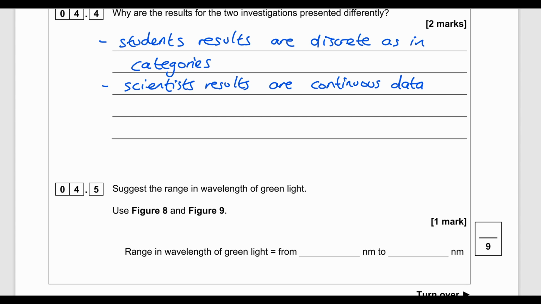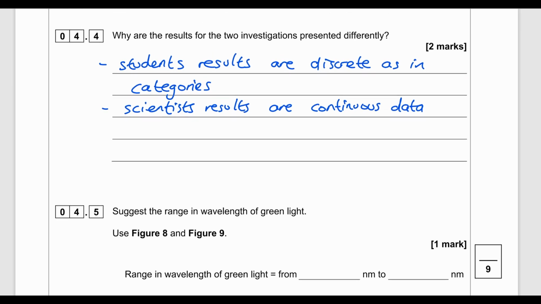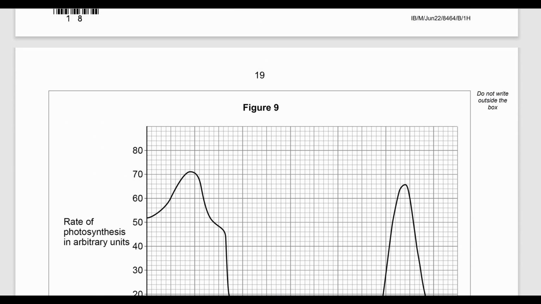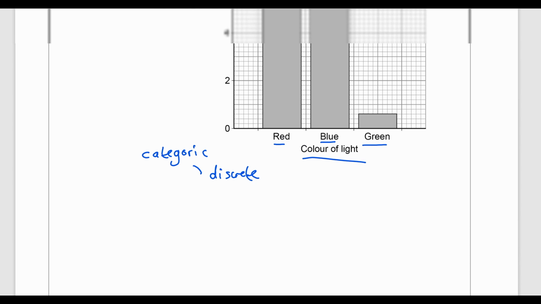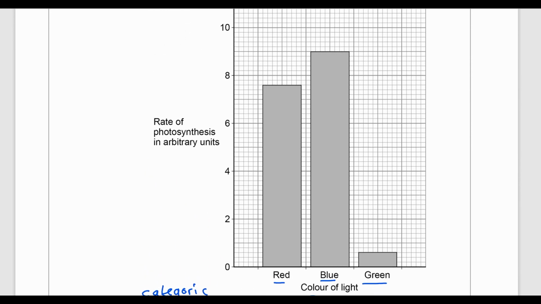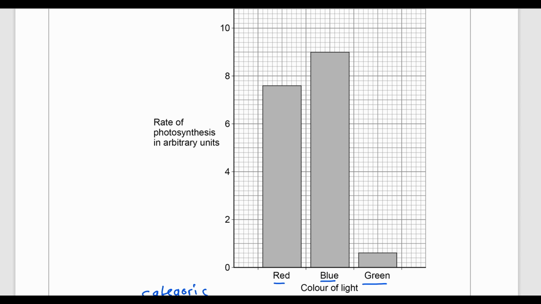4.5. Suggest the range in wavelength of green light. Use figure 8 and figure 9. 1 mark. So we've got to give a range, so 2 values for this range of green light. They said use figure 8 and figure 9, so let's go to figure 8 first.